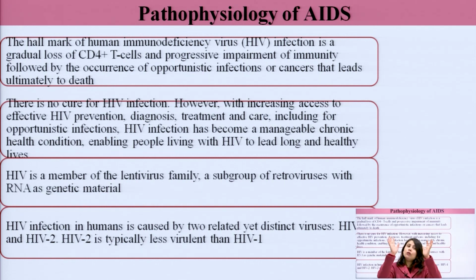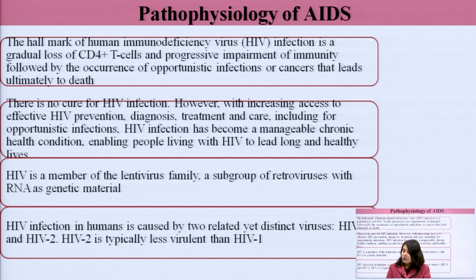It can be curtailed to this number of cells only, and not allowed to spread to other cells, by the drugs that are available in the market and by various preventive measures. HIV is a member of the lentivirus family, a subgroup of retrovirus with RNA as genetic material. So, the genetic material of HIV is RNA.